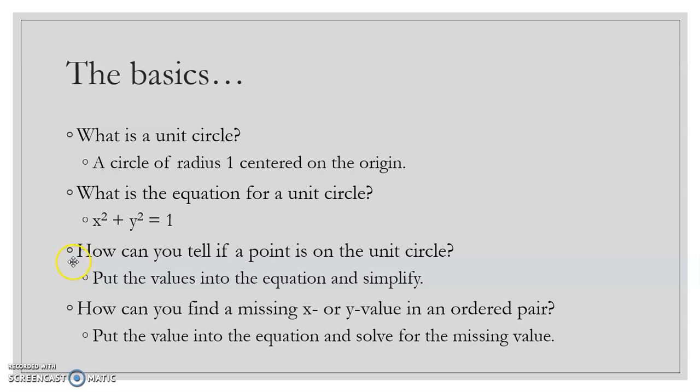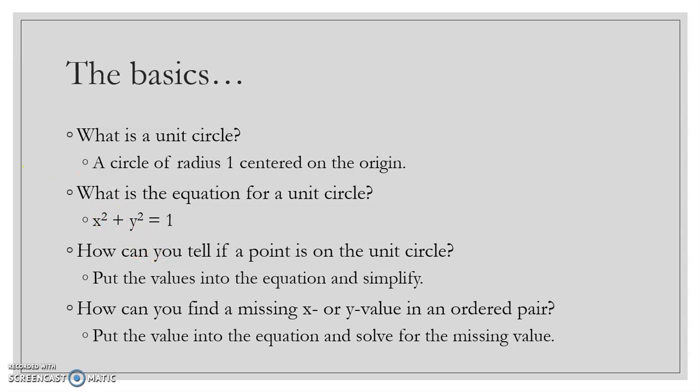Now, how can you tell if a point is on the unit circle? Basically, you take the values from the point, put them into this equation, and simplify and see if it actually does equal 1 when you add them together. And to find a missing x or y value in an ordered pair, you put in the one that you're given, so maybe you're given x, you square it, solve for the variable you're not given, and then you just have to decide on a sign based on a quadrant that they're going to tell you. So they will tell you either that it's in quadrant 1, or that the sign has to be positive, or something like that. They're going to give you a clue that helps you figure it out.